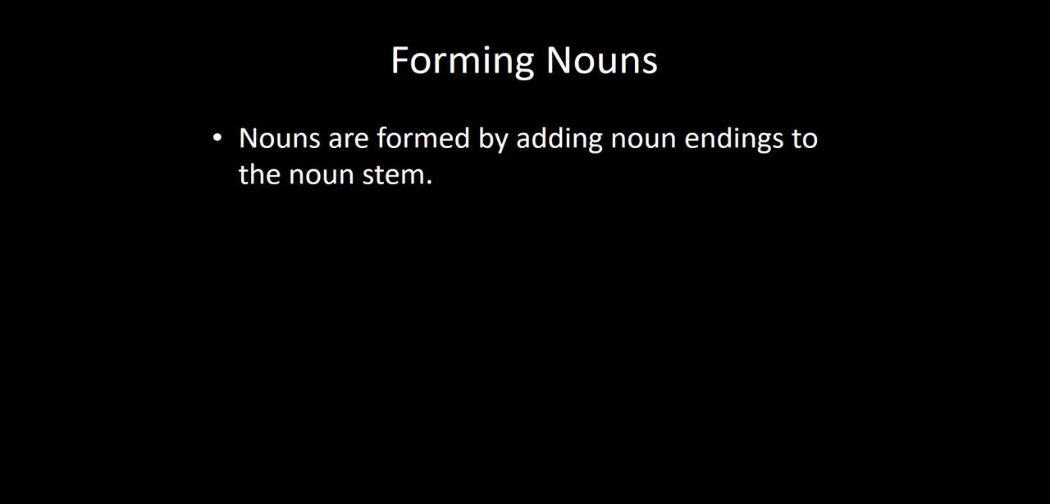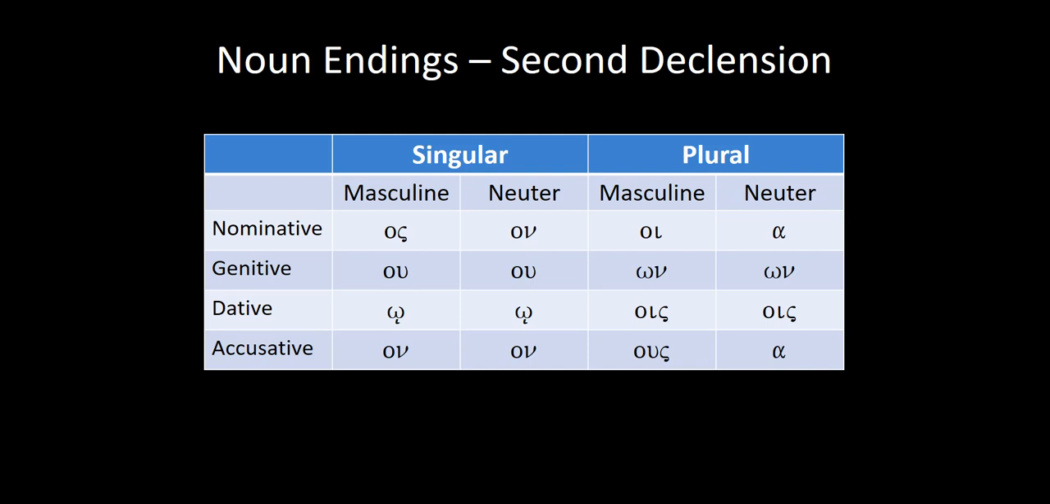So you take these endings, the masculine endings, os, u, o, on, oi, own, ois, us, and we would put them at the end of a masculine noun of the second declension. Or if you had a neuter noun of the second declension, you'd take the neuter endings, on, u, o, on, a, own, ois, a, and put them at the end of that noun. So it looks like this.